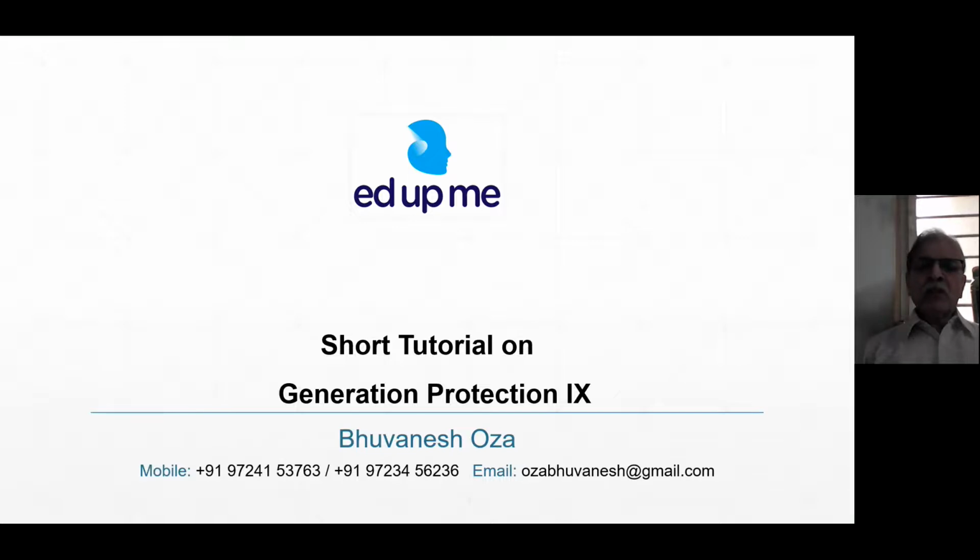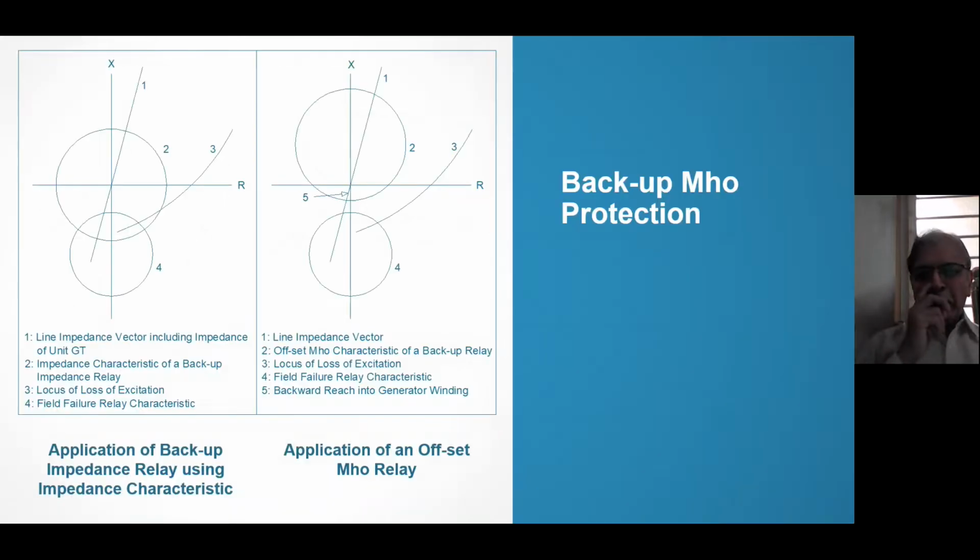We have been talking about generator protection, and this is generator protection 10, the concluding video, because in this video we will complete the generator protection. We are discussing abnormalities in generator. Last we discussed pole slipping. So the next abnormality is backup mode, or you may say backup protection.